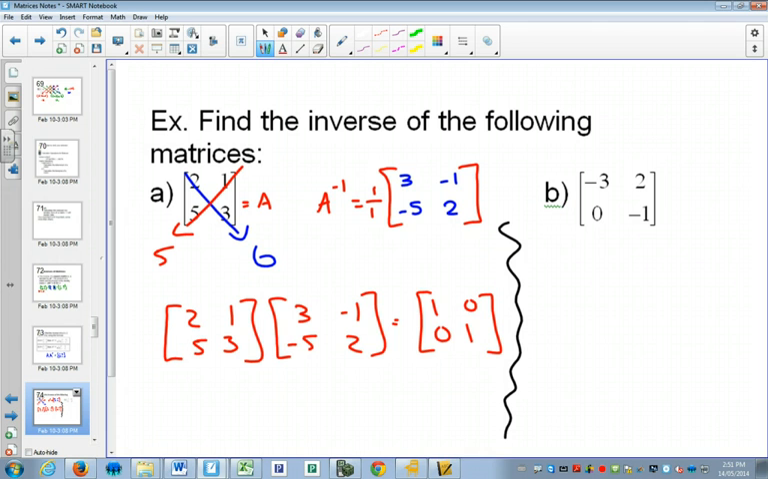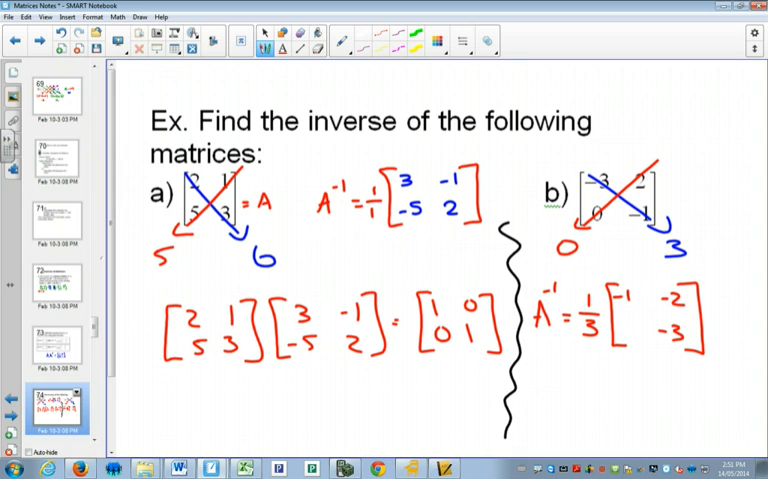Second one, what's the determinant? 3 minus 0, the determinant is 3, so our inverse will be 1/3, negative 1, negative 3, negative 2, and negative 0 is still just 0.